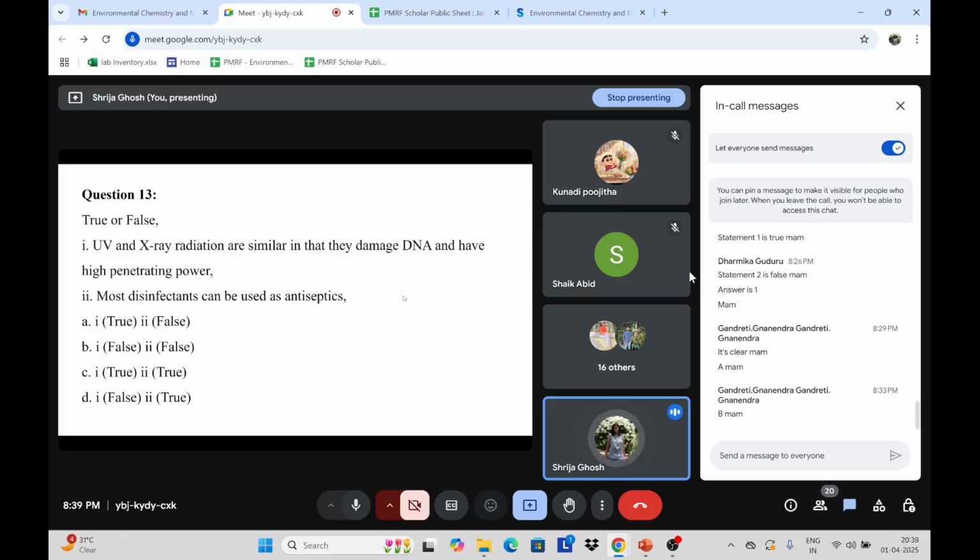The first option says first is true, second is false. The second option says both are false. The third option says both are true. The fourth option says first is false, second is true. What do you think is the correct answer? Write your answers in the chat box quickly. Anyone?